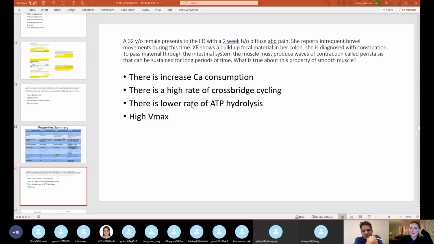So what are we talking about here? Step 1, what kind of muscle is this? Smooth muscle. And smooth muscle is very unique in that it has to sustain contraction for long periods of time. So what is the process that is characteristic of smooth muscle?